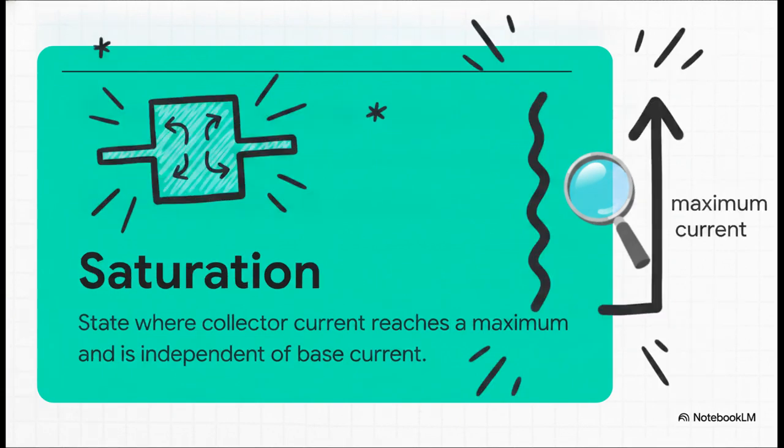Then, on the absolute opposite end of the spectrum, we have saturation. Here, both junctions are forward biased. The door is kicked wide open and highly conducting. The collector current hits its absolute physical maximum and completely ignores any further increases in base current. Basically, you've pumped so much current into the base that the transistor acts like a solid piece of wire.